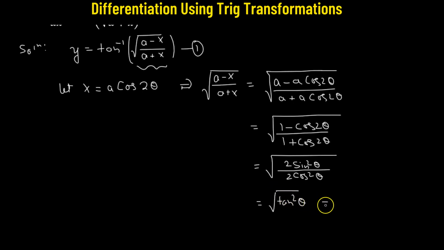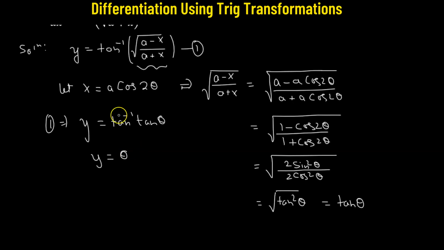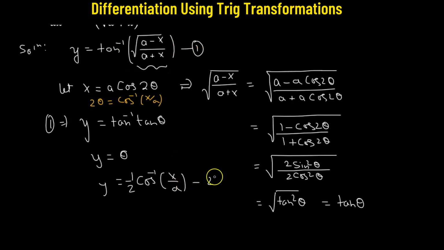Now tangent squared theta being a perfect square, this will be equal to tangent of theta. So that means equation number 1 now transforms to y equals tangent inverse of tangent of theta. That means y will be equal to theta. Now we considered x equals a times cosine of 2 theta. This would mean that 2 theta equals cosine inverse of x over a. So since we need theta, y will be simply equal to 1 over 2 times cosine inverse of x over a. So we have simplified our original equation 1 to this new equation 2.